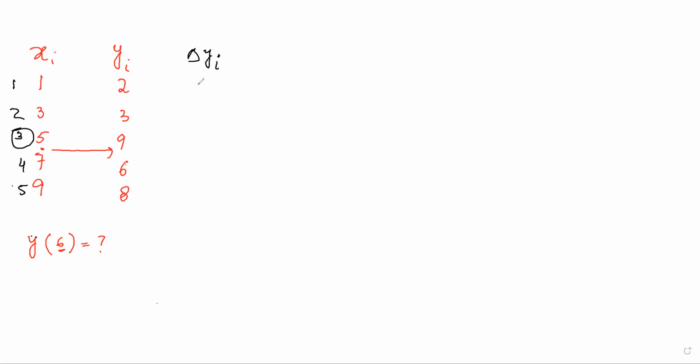Delta yi will be 3 minus 2 is 1, 9 minus 3 is 6, 6 minus 9 is minus 3, 8 minus 6 is 2. This first entry is known as delta y1, this is delta y2, delta y3, delta y4. In the same way, take the second entry values, delta 2 yi: 6 minus 1 is 5, minus 3 minus 6 is minus 9, and 2 minus minus 3 is 5. This is delta 2 y1, delta 2 y2, delta 2 y3.